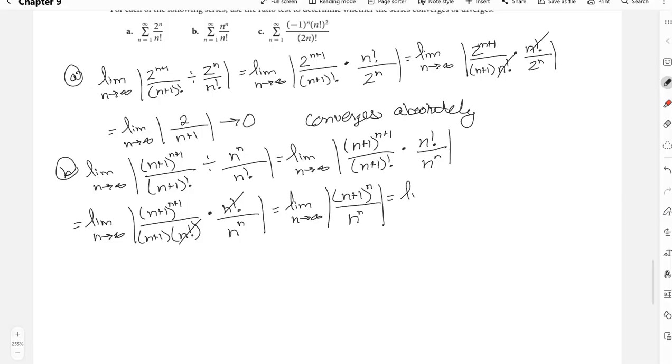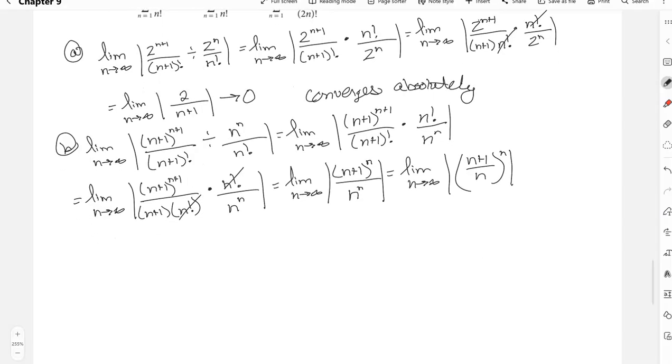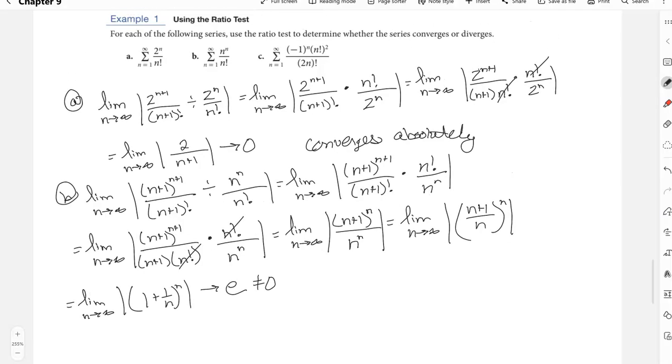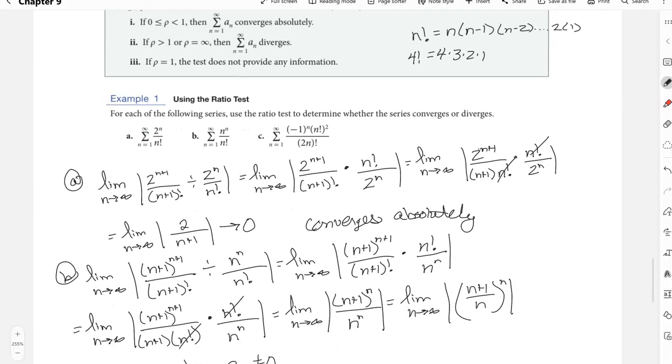So I could think about that as a limit as n goes to infinity, the absolute value. This is n plus 1 over n raised to the nth. And the limit as n goes to infinity, I could think about that as 1 plus 1 over n to the n. Now at this point, this should look really familiar. This is the definition of e. So that's going to e, which is not 0. It's about 2.7. So what that tells us is that this series diverges because that value for that limit is bigger than 1.